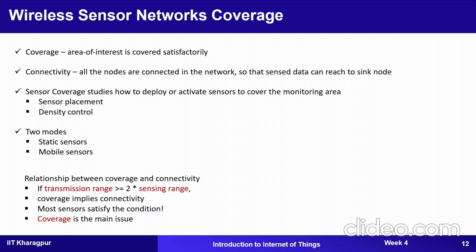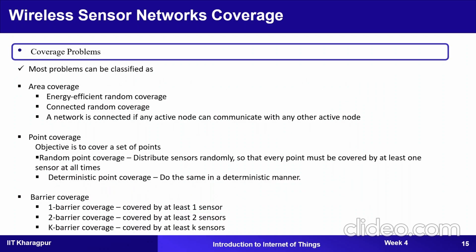Now these coverage problems are classified into three categories. First one is area coverage, second one is point coverage, third one is barrier coverage. In case of area coverage, we need to provide the deployment of sensors in an energy efficient manner such that the whole of your area is properly covered or sensed by the sensors which are deployed. On the other hand, in case of point coverage, there are some random points in your particular area, and it is determined whether those points are covered or not.